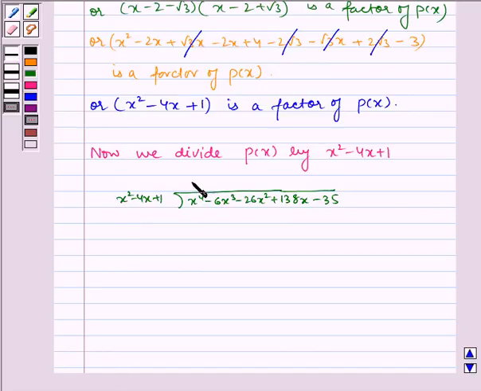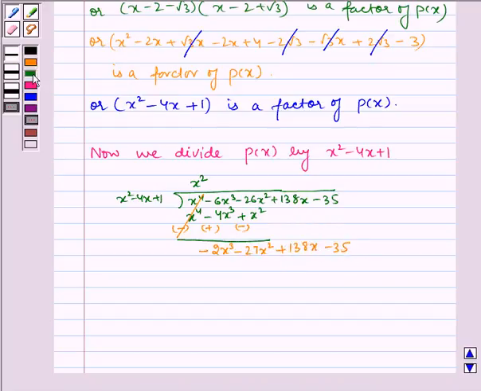x^4 divided by x^2 gives us x^2. So x^4 here, minus 4x into x^2 gives minus 4x^3, plus 1 into x^2 gives plus x^2. Now subtracting this, do not forget to change the signs while subtracting. This gets cut off, so we are left with minus 6x^3 plus 4x^3, which gives us minus 2x^3, minus 26x^2 minus x^2 gives minus 27x^2. The rest of the terms as it is, plus 138x minus 35.